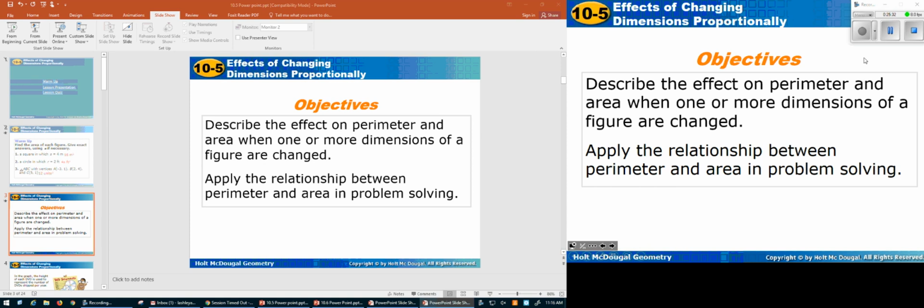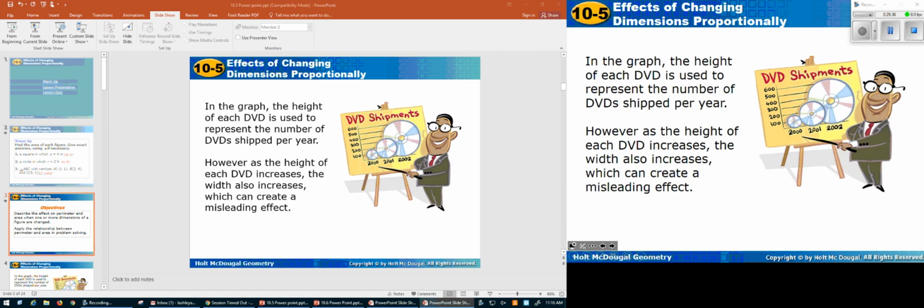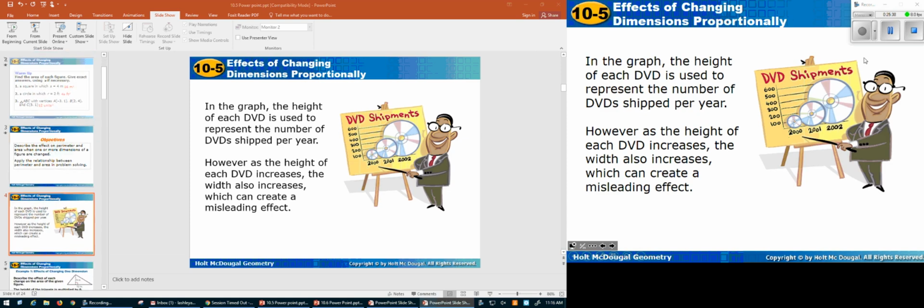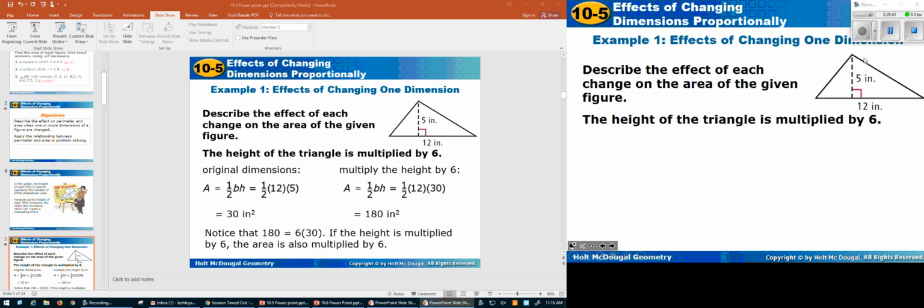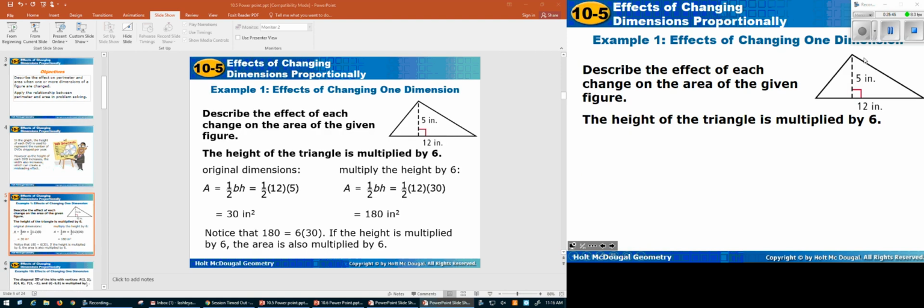Okay, so bear with me because we're going to do it a couple of different ways, and stop me if you have questions. But the big idea is you're going to have to write a sentence that explains what happens to the perimeter, what happens to the area. Ignore all that. Here's our first example.